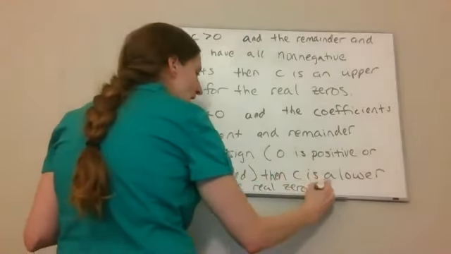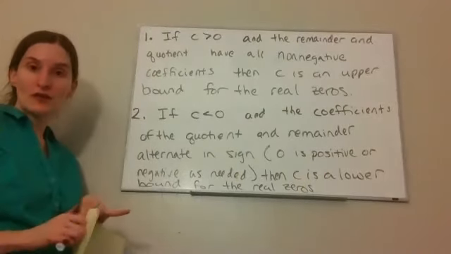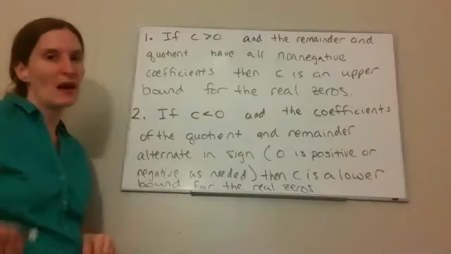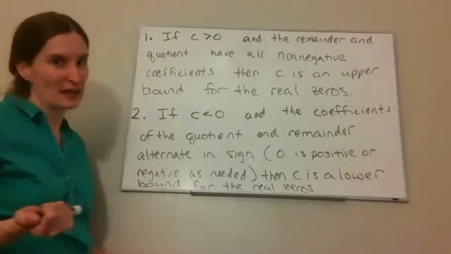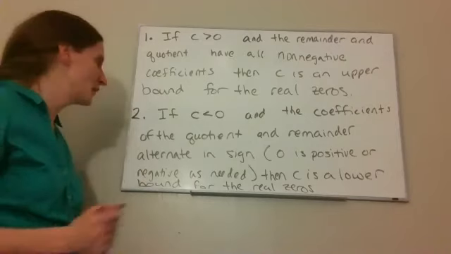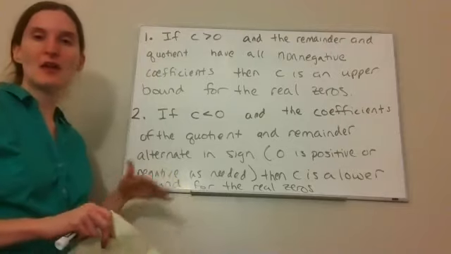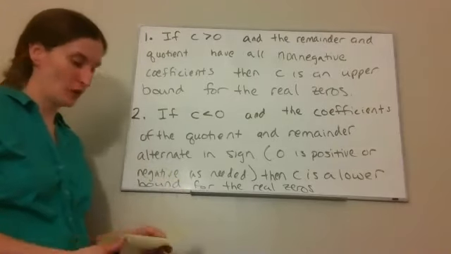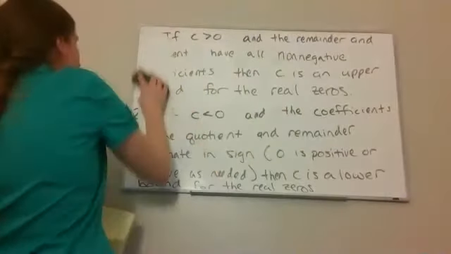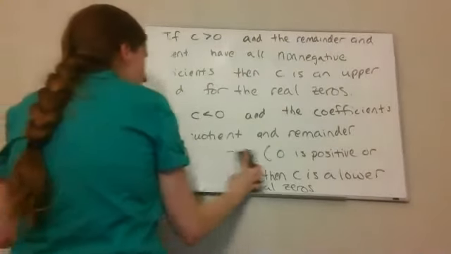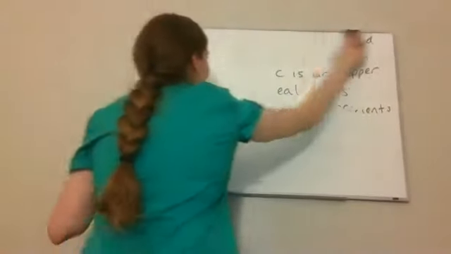So this just says if that c is a negative number, and when you do all of your division, you alternate between positive and negative, and 0 counts as either one, depending on what you need it to be at the time, then you're going to have a lower bound for your real zeros. That's a number that's less than or equal to all of your real zeros. So we're going to just finish up with one example using this theorem, and that will be it for this video.